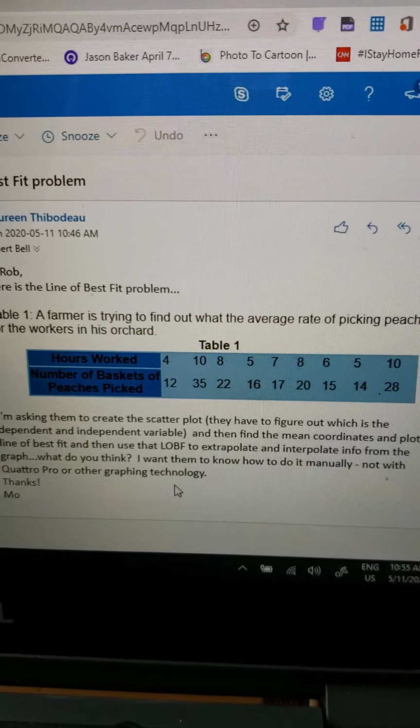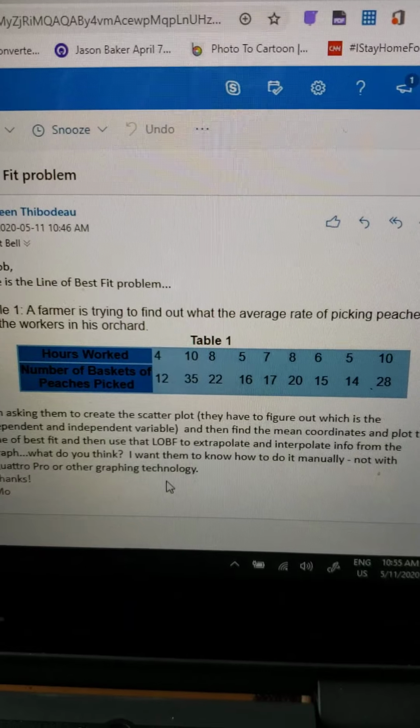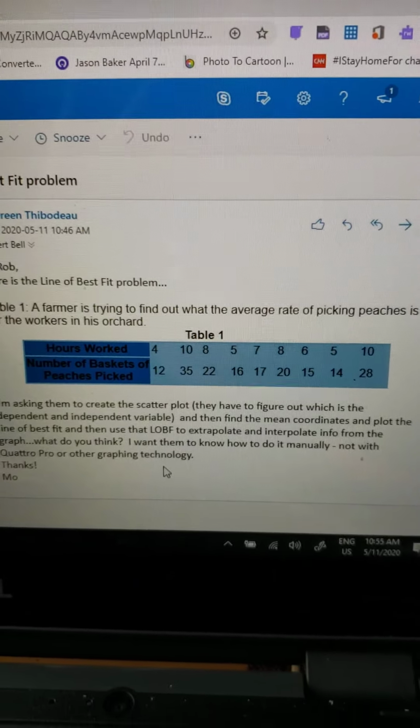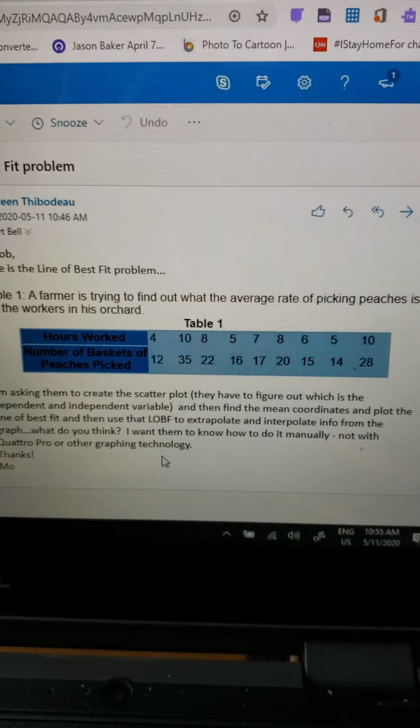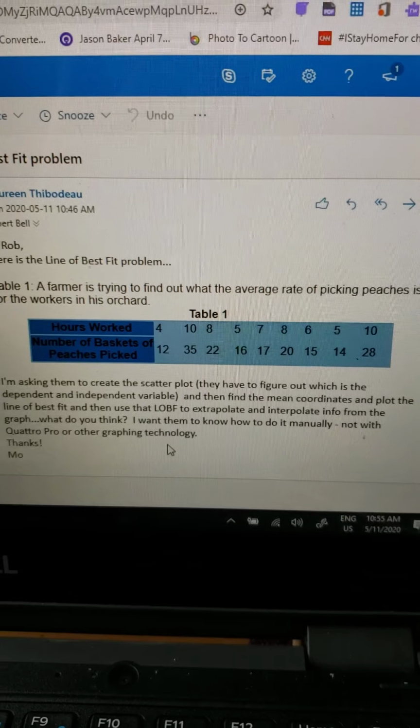Okay, so we're going to begin this lesson about this question here about a farmer trying to figure out the average rate of picking peaches for his workers in the orchard. And here's the data from your question. Okay, so I've already set up a graph, just so you know.